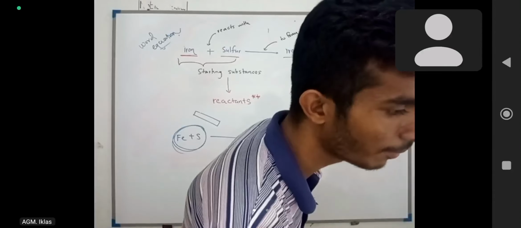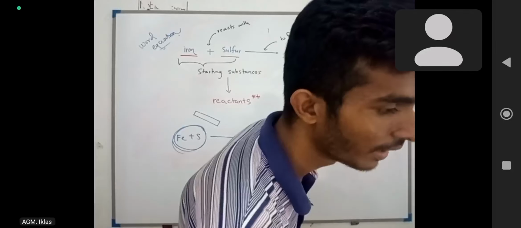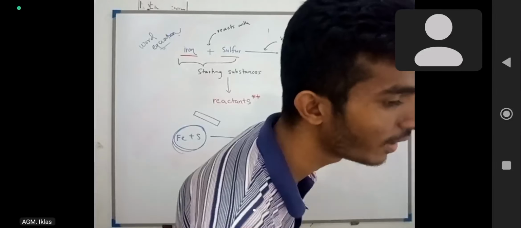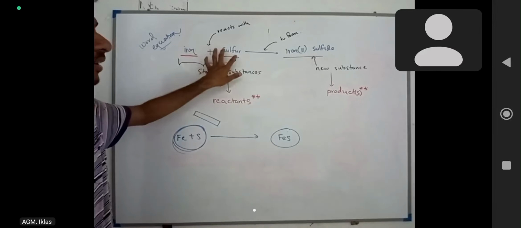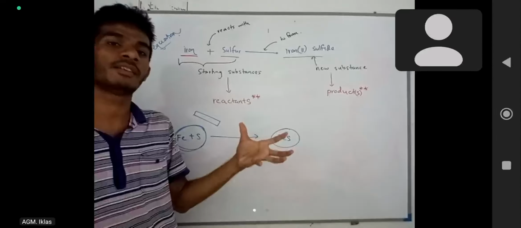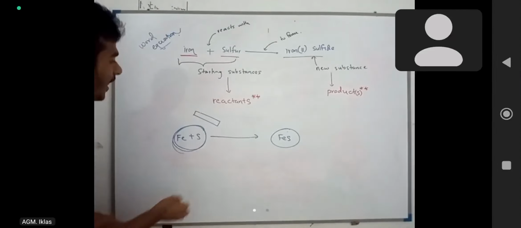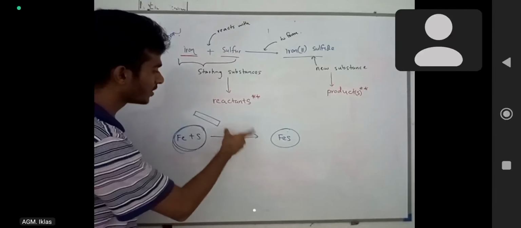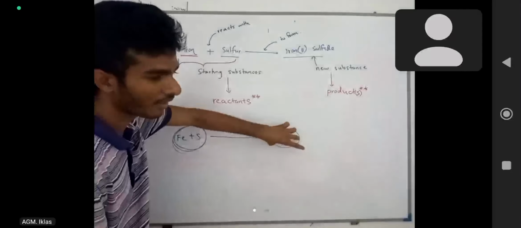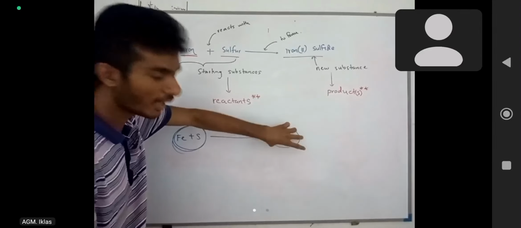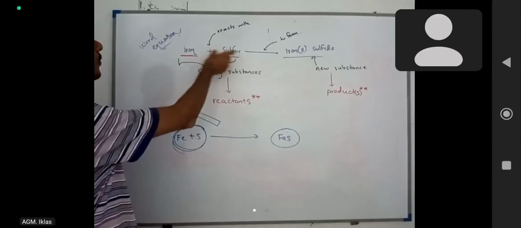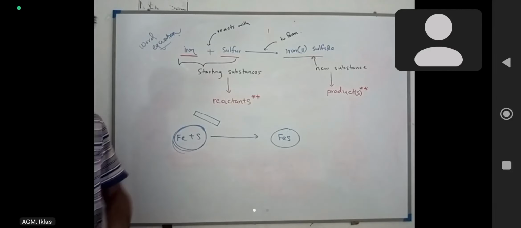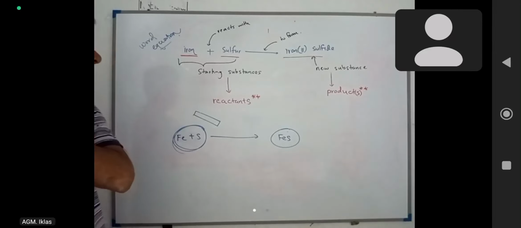Sign number 3: the change is usually difficult to reverse. I have iron and sulfur separately, and I have mixed them together. After that, I have carried out this experiment to form Fe sulfide. Again, it will be very difficult to bring back the original form of iron and sulfur.